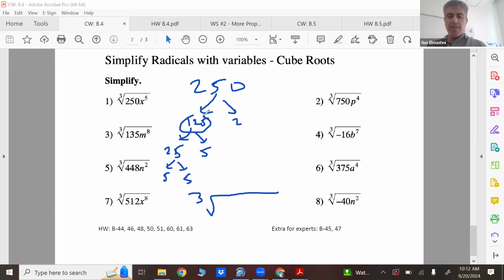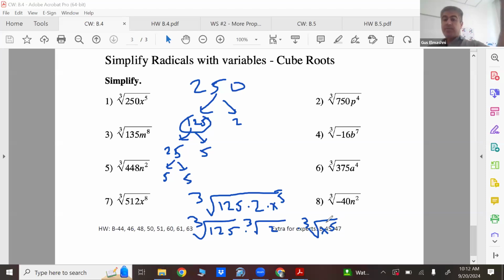So you can think of it like this: the cube root, because all came from this, right? Of 125 times 2 times x^5. Or break it off like this. So I still want to be incredibly consistent to what I've done previously with square roots. I don't want to change things up too much. The cube root of 125 is 5, right? Because 5 times 5 times 5 is 125.